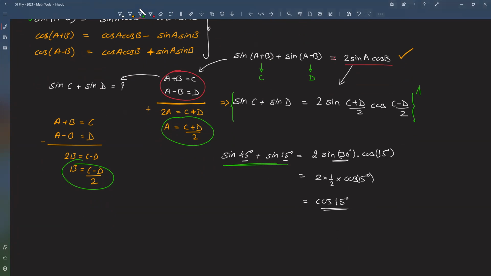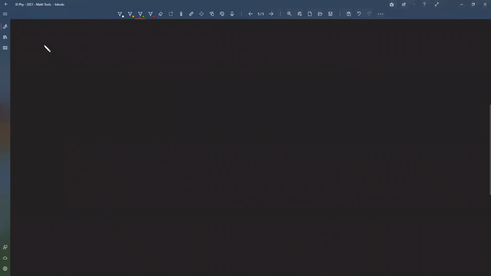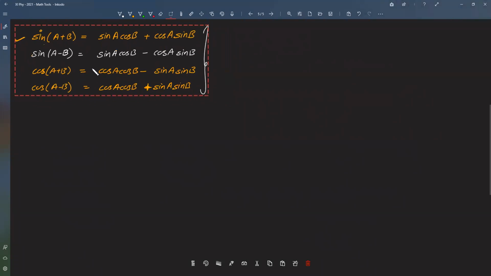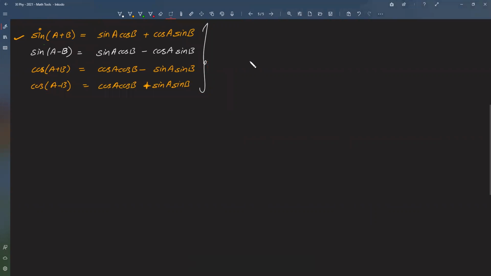So this formula, or this result which we have derived, is a very important result. Whatever we have done here, same thing you will have to do, same procedure. That's why I'm not redoing it. I'm leaving it for you to derive an expression for the other possible combinations: what will be sine C minus sine D, what will be cos C plus cos D, and what will be cos C minus cos D. I'll give you the final results, but I'll leave the derivation for you.